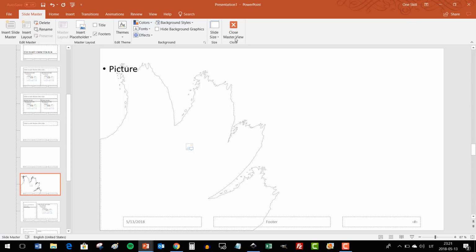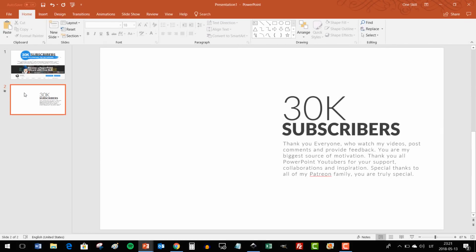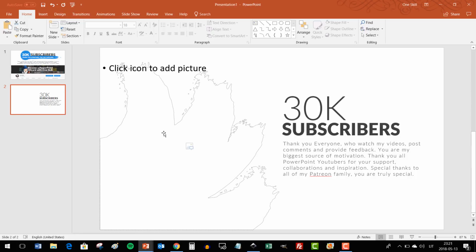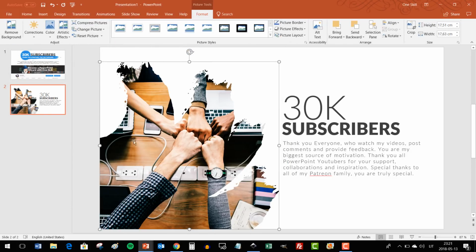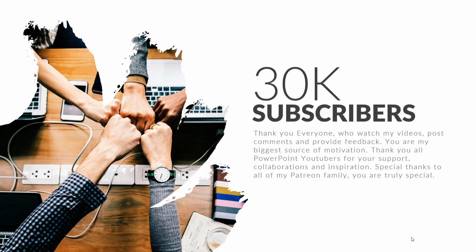Let me show you how it works. So just close the Slide Master. Now let's hit on Layouts and choose this one that we have created recently. And now we can click on this icon and we can insert any picture that we want. Hooray! So this is how it looks like. Interesting.